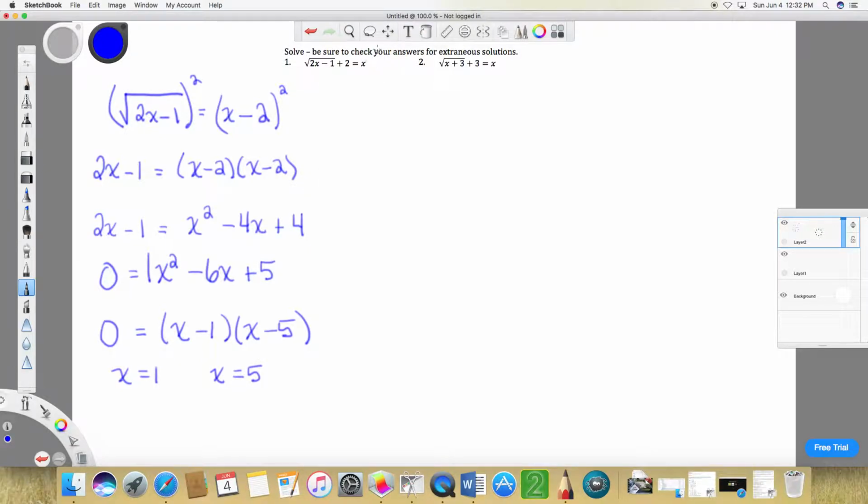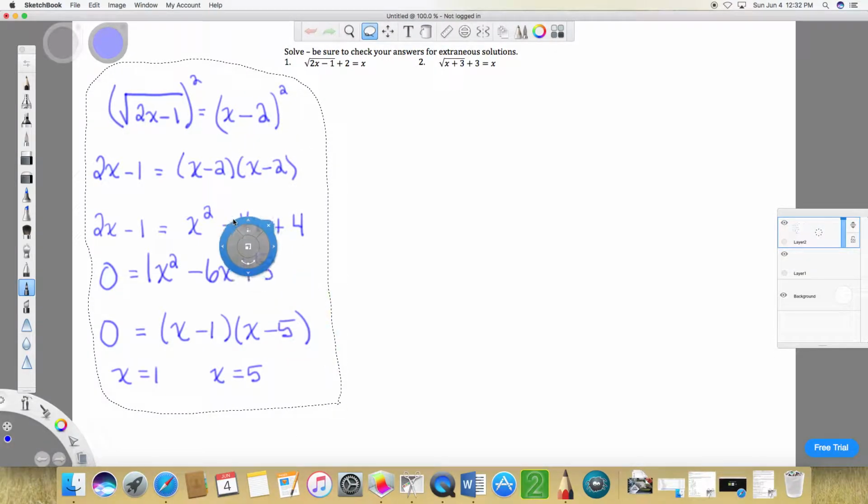But we're going to have to check those. We don't know yet if those are in our final answer. We just know that that's our list of possible solutions.